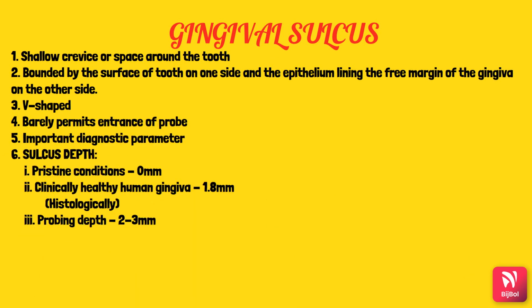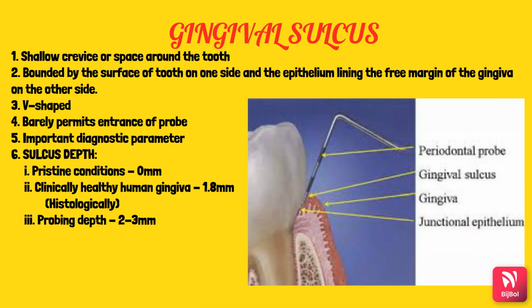Now, we will learn about the gingival sulcus. The gingival sulcus is a shallow crevice or space around the tooth and is V-shaped. We have already learned that it is bounded by the tooth on one side and the marginal gingiva on the other side. Let me refine this statement. I can say that it is bounded by the tooth on one side and the epithelium of the marginal gingiva on the other side. It means the same. Now, I can even say another statement. I say now that the marginal gingiva is forming the gingival sulcus. It also means the same, right? The marginal gingiva is forming a part of the gingival sulcus.